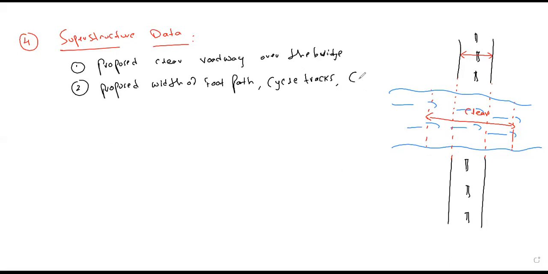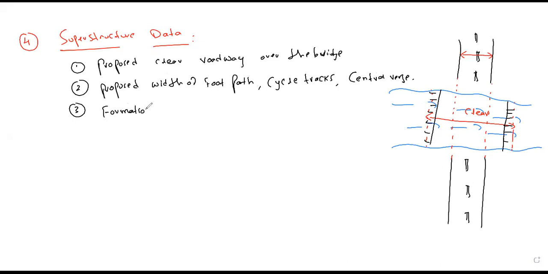Okay, and what is the central wedge, all this. So this also we have to know in terms of superstructure data, right? So what is the width of footpath? Whether I want to provide a footpath only on one side, or I have to provide footpaths on two sides, that I have to decide. Understand? Next one, third one, what is the proposed formation level of road?